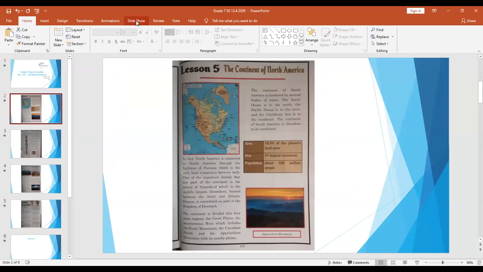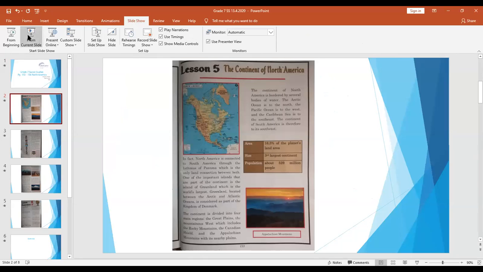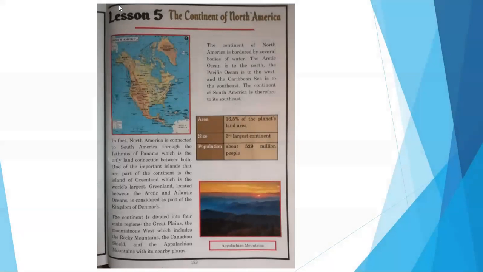If we look here at the continent of North America, I would like you to have your pen or pencil ready so that you can annotate important information. So here it tells us that the continent of North America is bordered by several bodies of water. Here we can see the continent of North America, and it is surrounded by water.